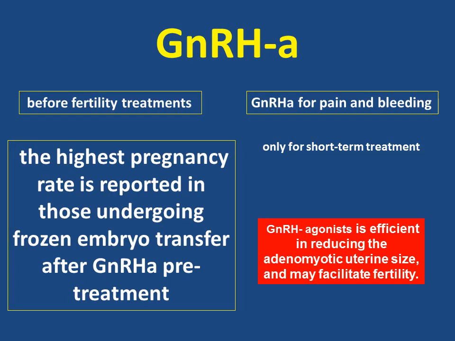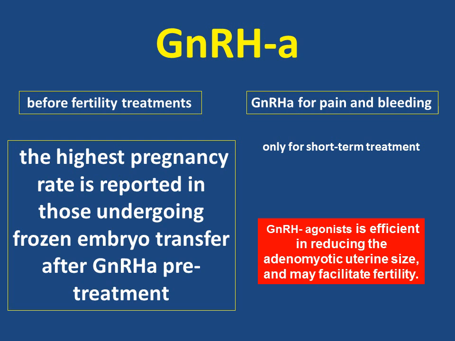Also, we can give a hormone which is gonadotrophin releasing hormone. It can be given before IVF ICSI cycles, and it is very good in such cases because it had been reported that a high pregnancy rate was achieved in those cases that received GnRH agonist before embryo transfer of frozen embryos.